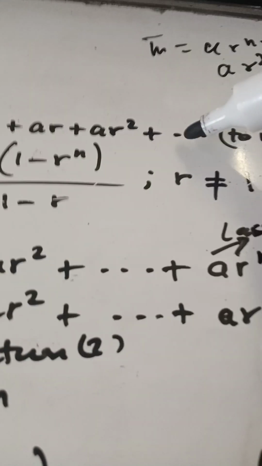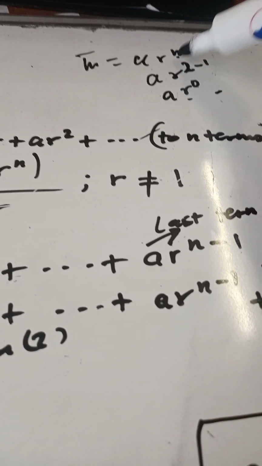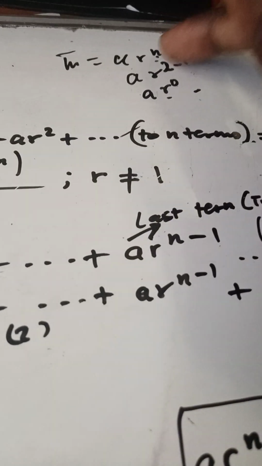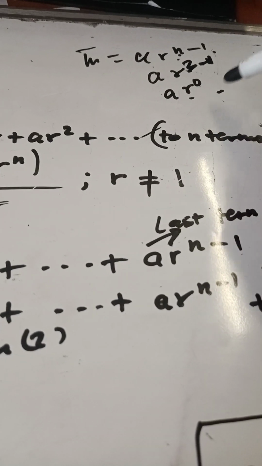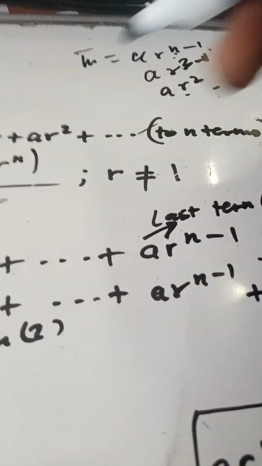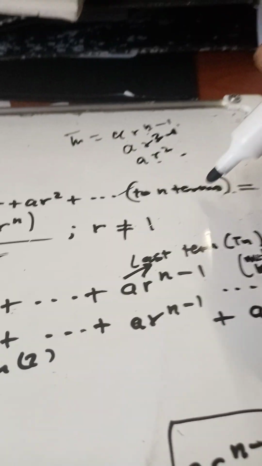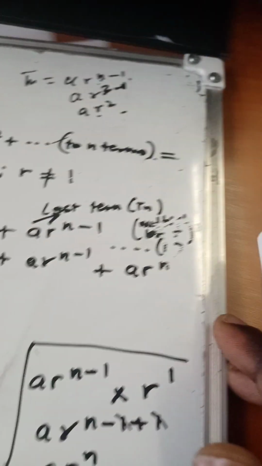If you want position number 3, we put 3 here, and then we say 3 minus 1 in this case. If you say 3 minus 1, what do you get? You get r to the power 2, and then we come and put it here, plus dot dot dot to the nth term. So in this case, when we come here, our last term of the geometric series, which is Tn, will be written as what?